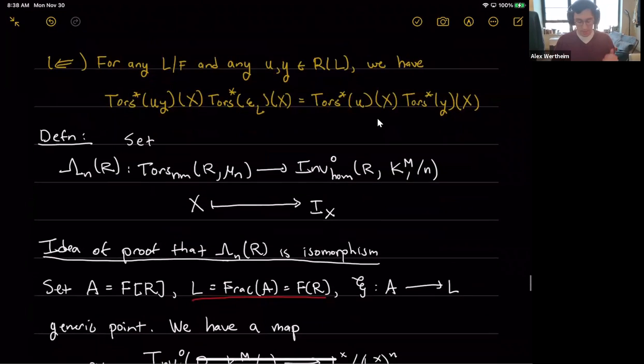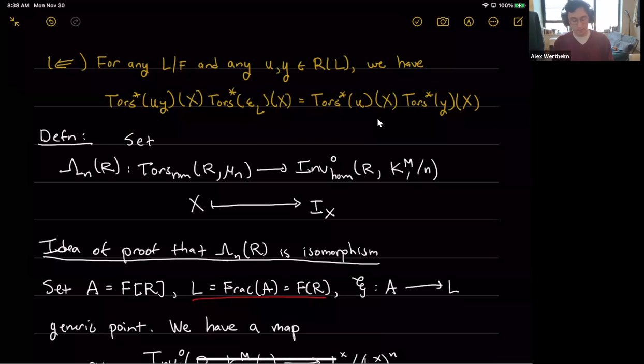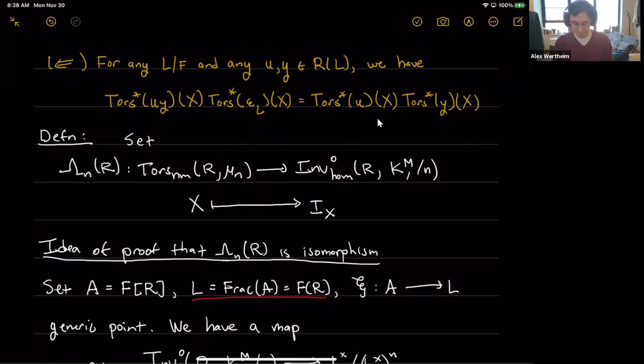So now I can define lambda n of R. And all it does is it sends a class X in normalized mu n torsors over R to the invariant Ix.